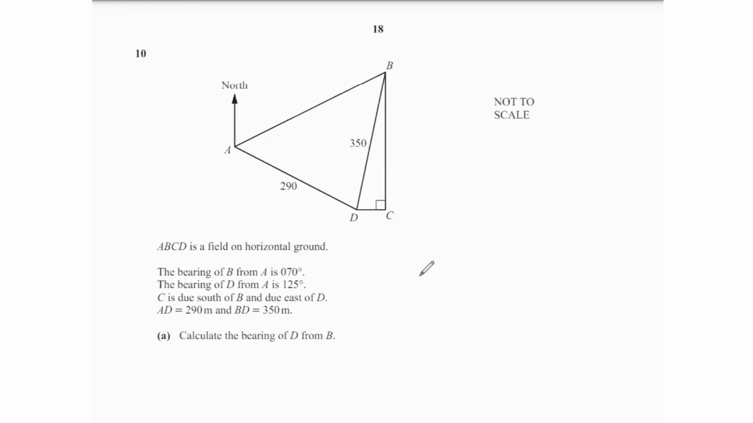The bearing of B from A is 70. So this is 70. Then it says the bearing of D from A is 125, which means if you draw the compass over here.